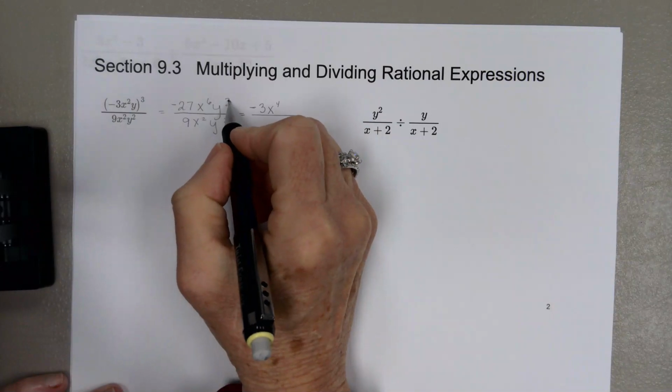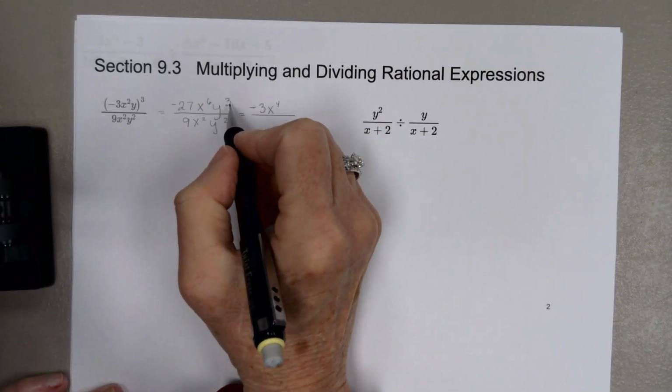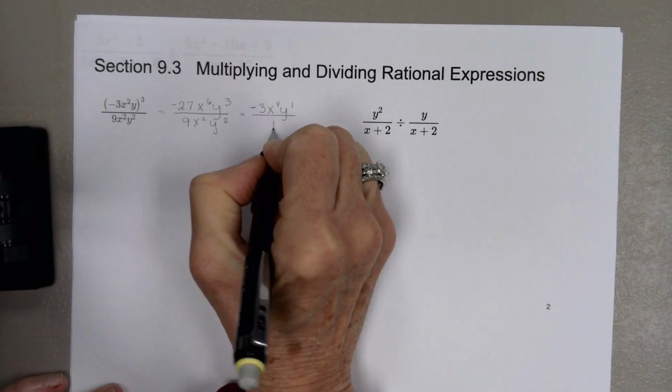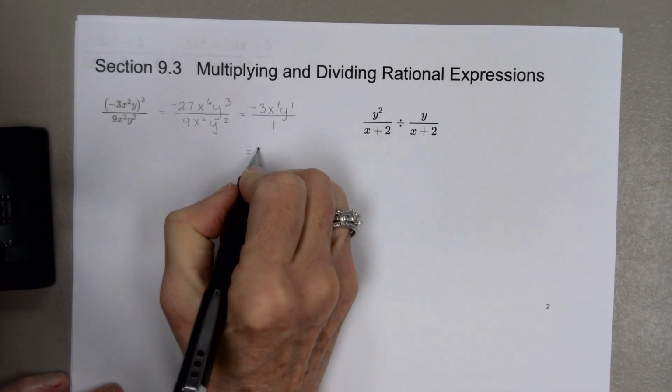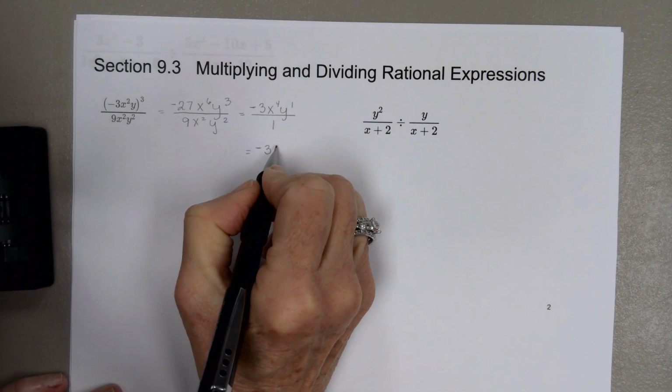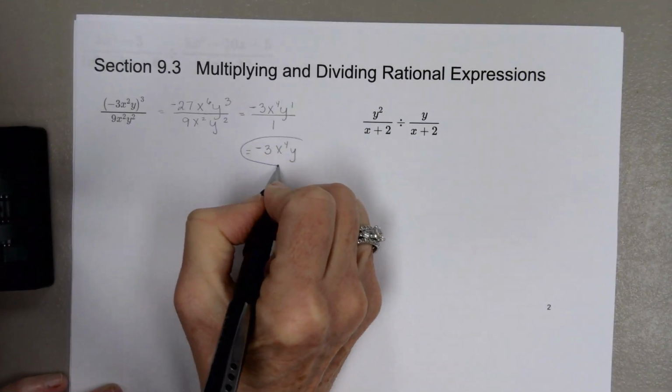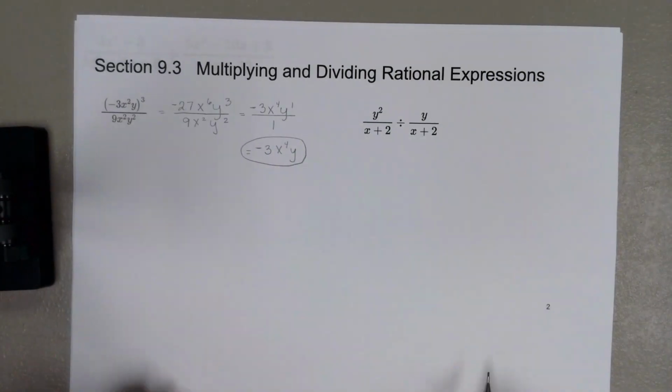I have y to the third over y to the second, so I have y to the first. It's all over top of 1, so I can just put it as negative 3x to the 4th y. And so that's going to be your simplified version of that.